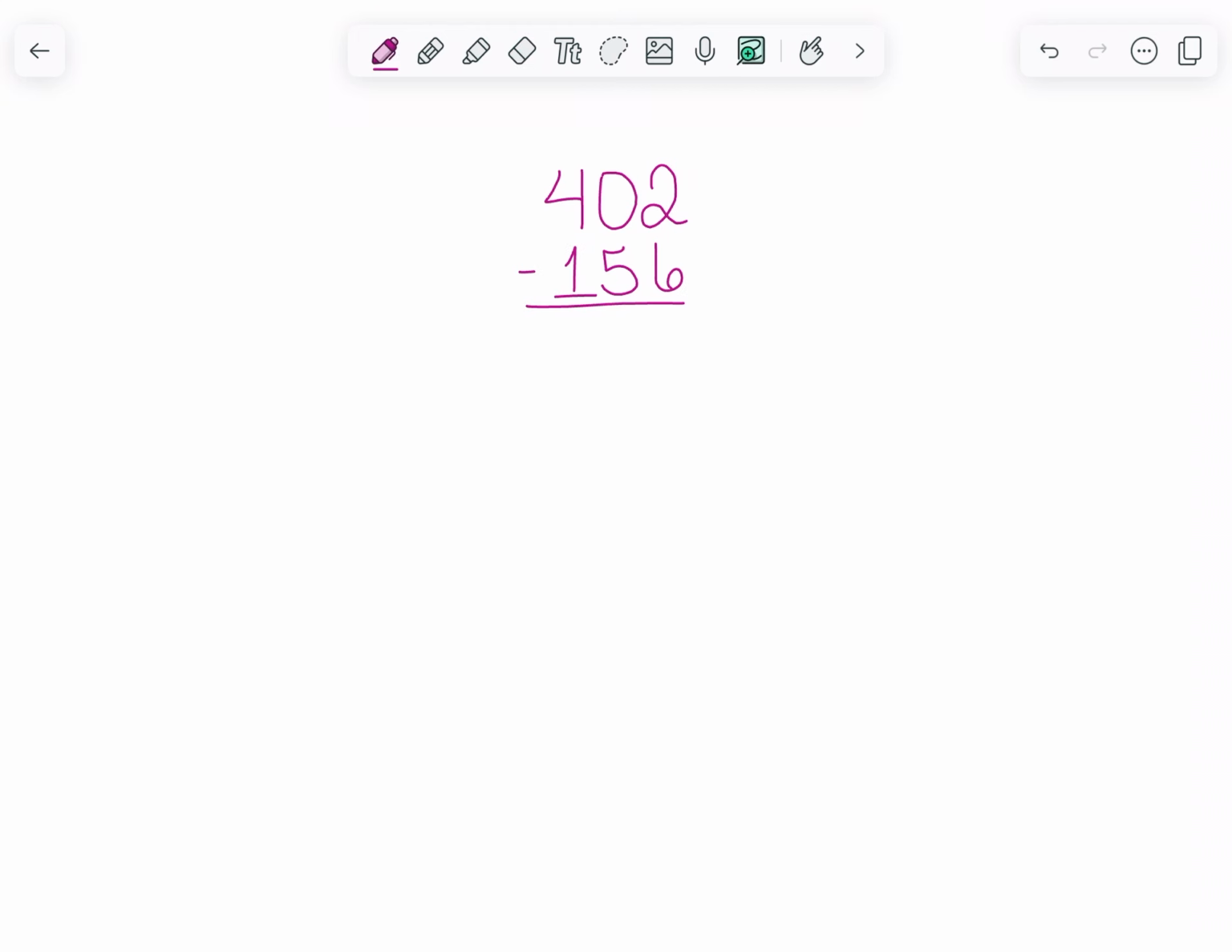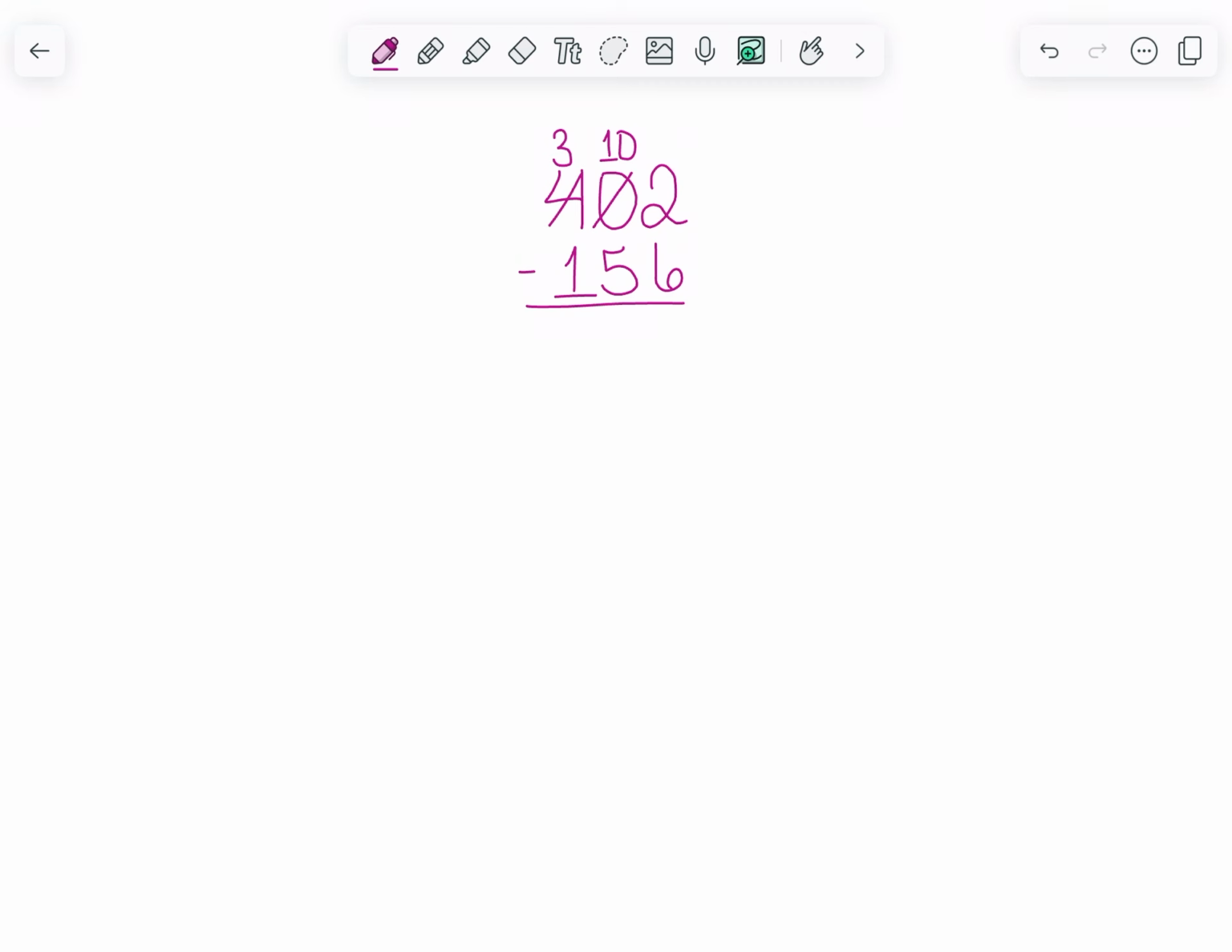Let's look at another example, 402 minus 156. When we're looking at the ones place, we have 2 minus 6. Since 2 is smaller than 6, we need to regroup. However, in the number 402, there's nothing in the tens place. So we're going to move to our hundreds place. That 400 is 300 plus 100. So we're going to keep the 3 in the hundreds place, regroup the 100 to the tens place. That puts a 3 in the hundreds place and a 10 in the tens place.